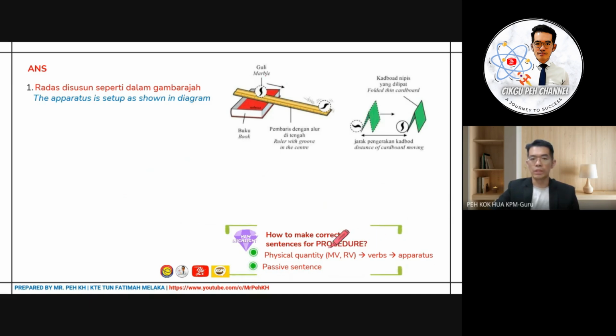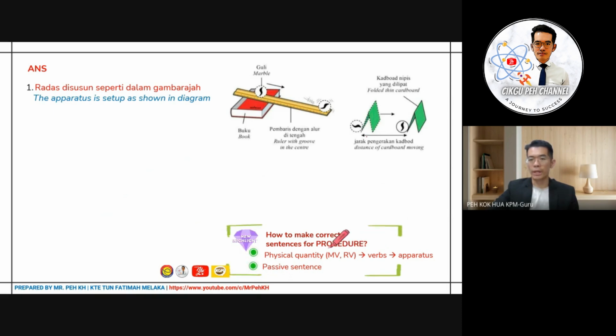Okay, so the apparatus will be like this. So the books here refer to the physics textbook listed in the checklist, and then we have two rulers. So the first will be placed in this shape, just above the books, and we will place our marbles so that the marbles will roll down and hit the cardboard. So the cardboard will be moving behind, right?